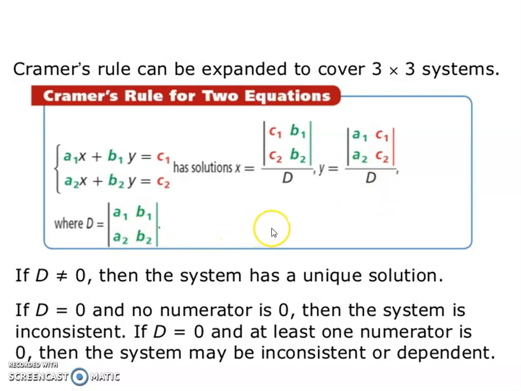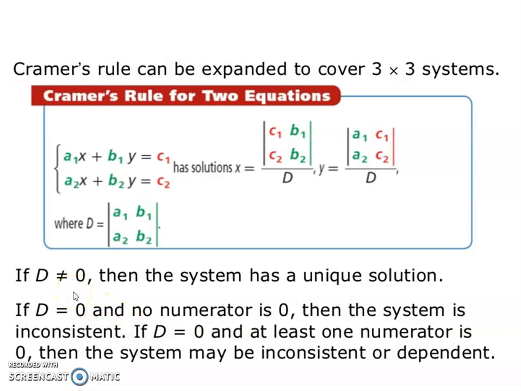The following systems of equations are solved this way. If d is not equal to 0, then the system has a unique solution. If d is equal to 0 and no numerator is 0, then the system is inconsistent. If d is equal to 0 and at least one numerator is 0, then the system may be inconsistent or dependent. These properties are covered in detail in the chapter on determinants, which is the use of Cramer's rule.